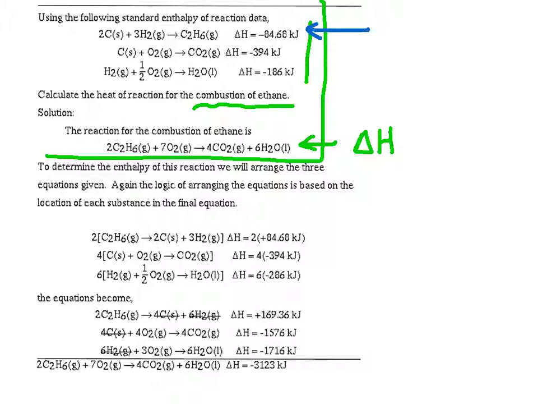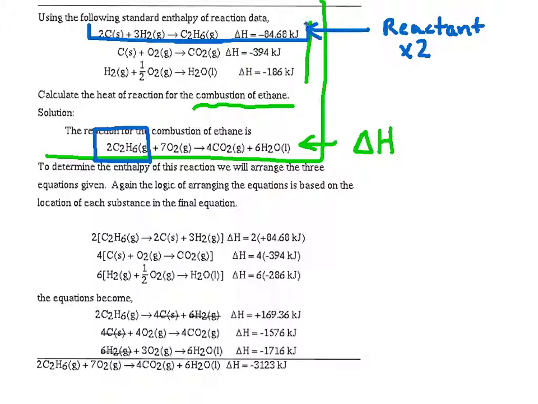In this first equation, you can see that's where ethane appears, and we can see down here in our target equation, if you want to call it that, that we have two ethanes as a reactant. So there's a problem. We need to somehow get ethane to be a reactant, and we need two of them. What we need to do in mathematical terms is take this first equation and reverse it and multiply it by 2.